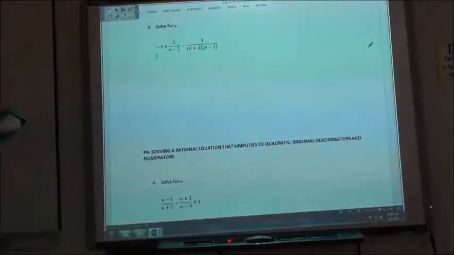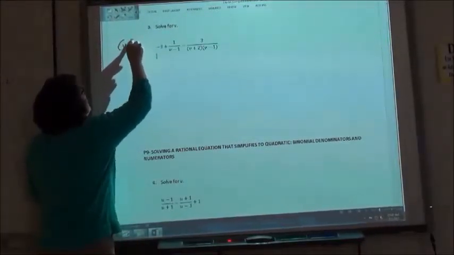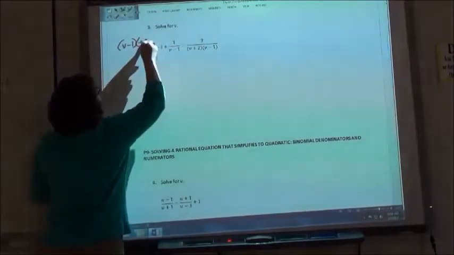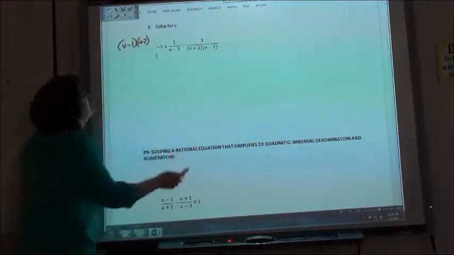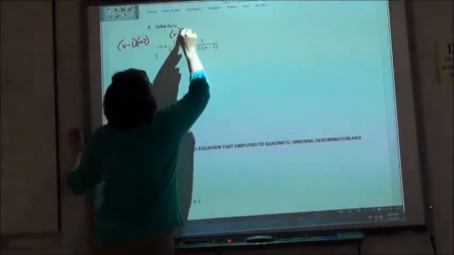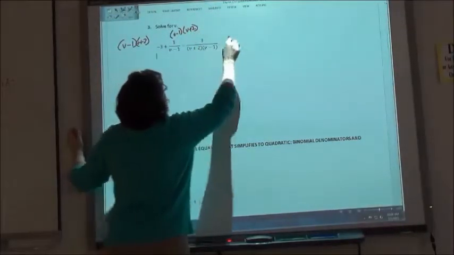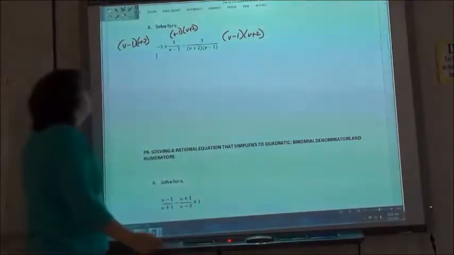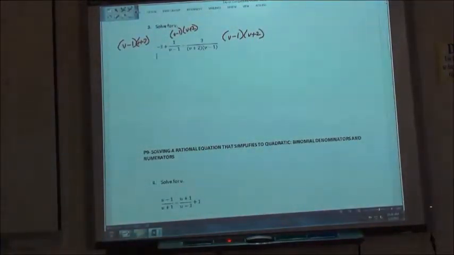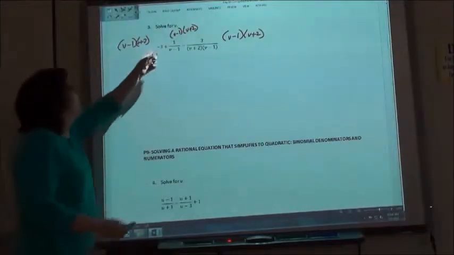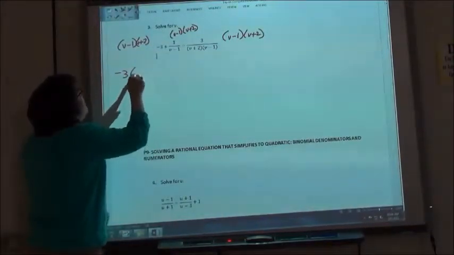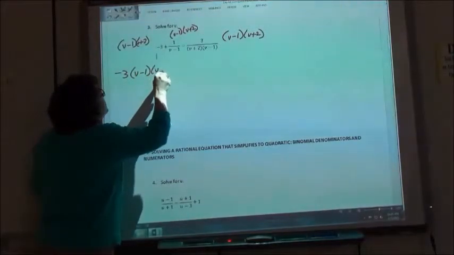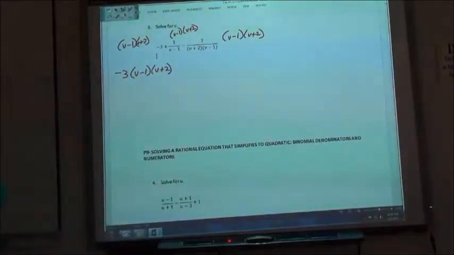We want to get rid of the fractions. We're going to multiply by v minus 1 and v plus 2. So on the first part, we're going to have the negative 3 times both the v minus 1 and the v plus 2, since there wasn't a fraction to cancel, right?